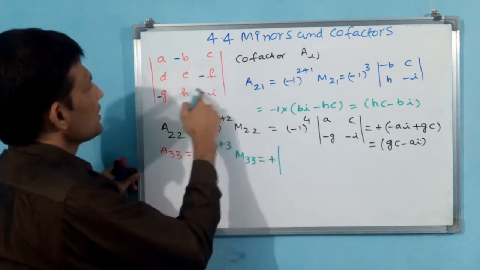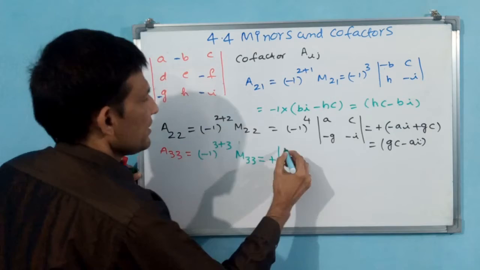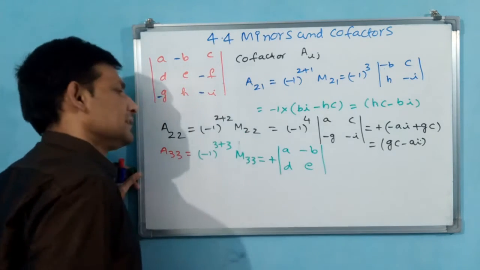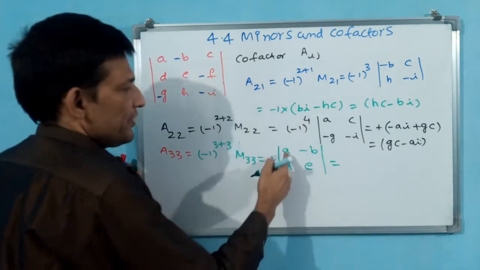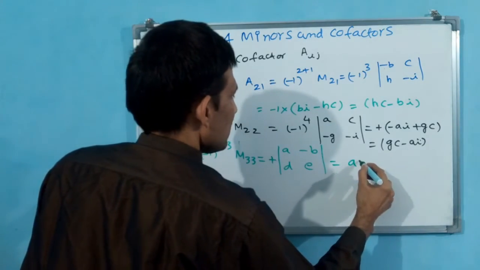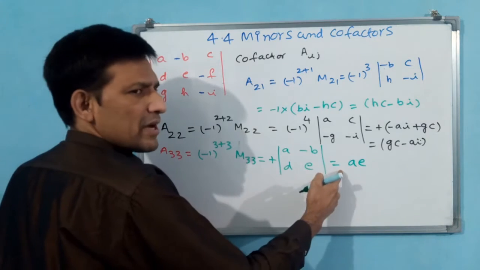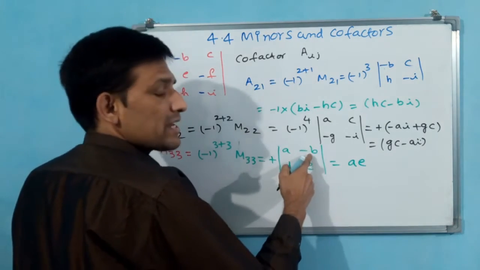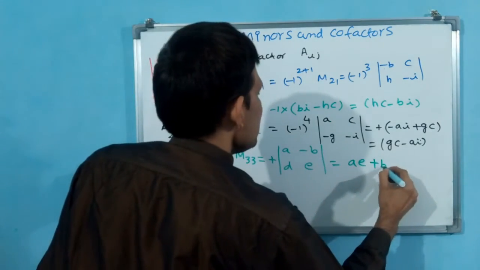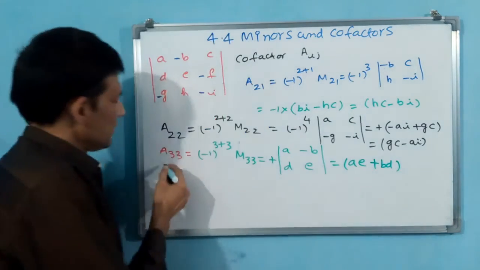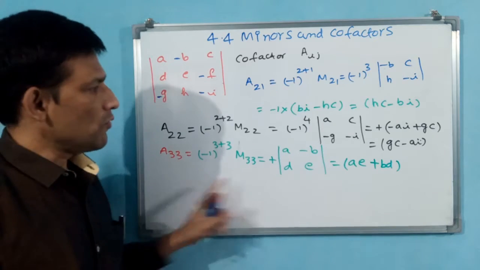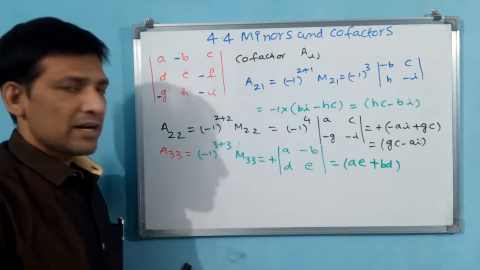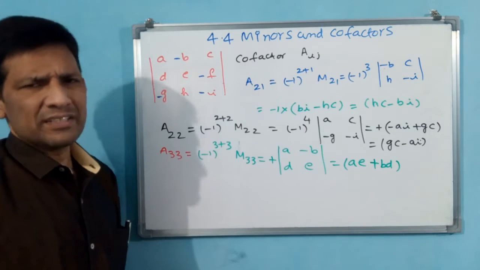And M33, let us write. Third row, third column, if we close it, A, B, D, E. That's all. Now you see, AE is positive, that is why I am not writing minus 1 whole power something again. AE minus of minus BD is plus BD. Now this will be your A33 cofactor. Cofactor is AE plus BD.